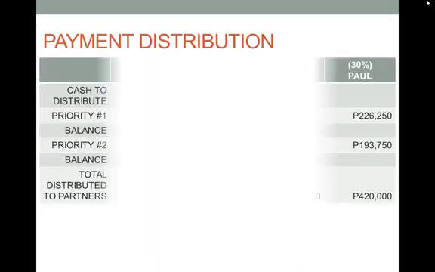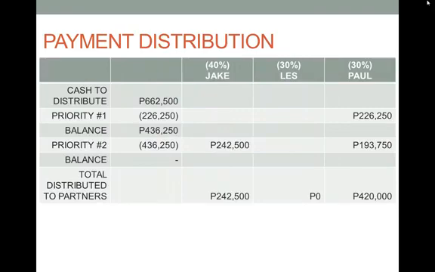payment distribution. So, cash to distribute is 662,500. First priority will be settled in full, so 226,250 will be paid to Paul. The balance of 662,500 less the priority paid in full of 226,250 is 436,250. Now, that is the balance after priority 1.